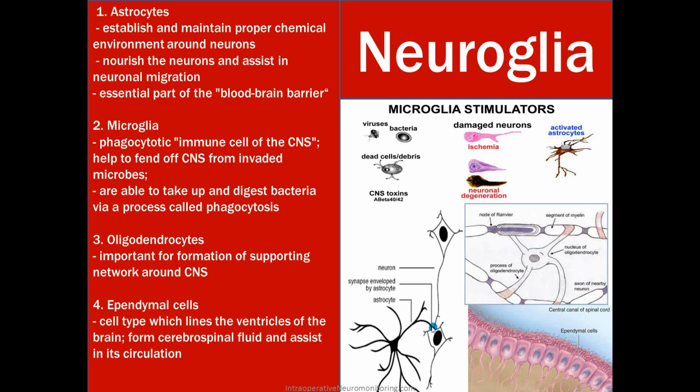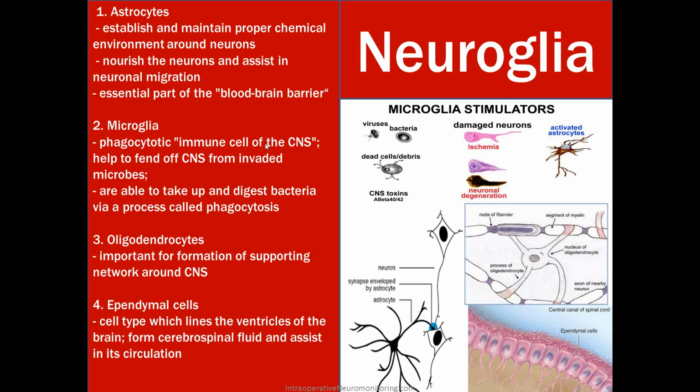The next one is microglia. These are phagocytotic immune cells of the central nervous system. They help to fend off invading microbes from the CNS and are able to take up and digest bacteria via a process called phagocytosis. So these are kind of our central nervous system protectors. If we have offending viruses, bacteria, dead cells or debris after ischemic events, or damaged neuronal degeneration, these microglia will go in there and engulf it and take out the trash, pretty much is what they do.